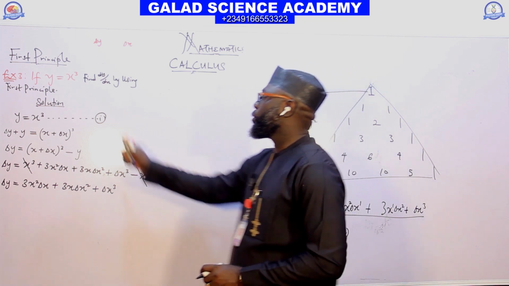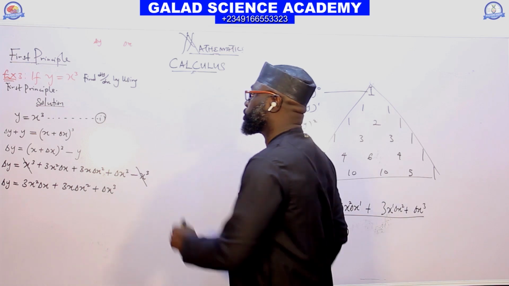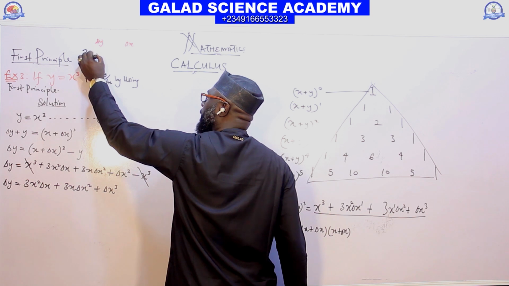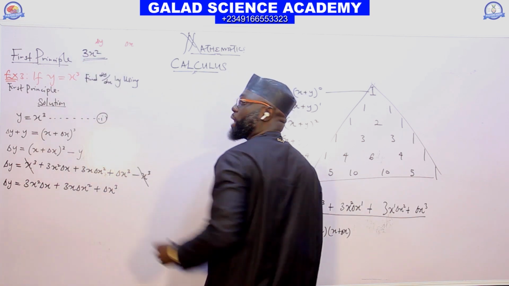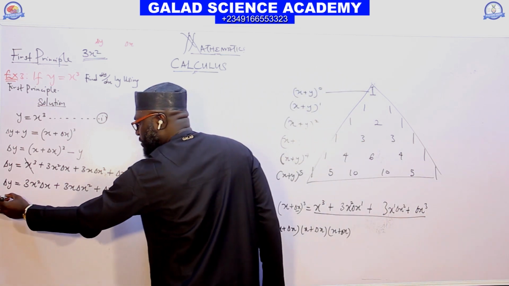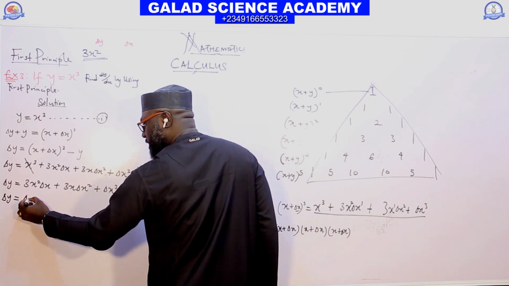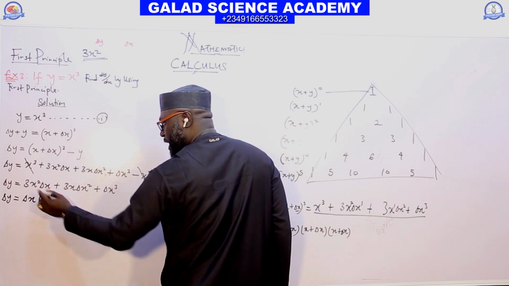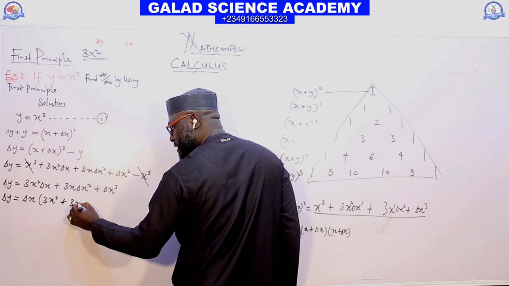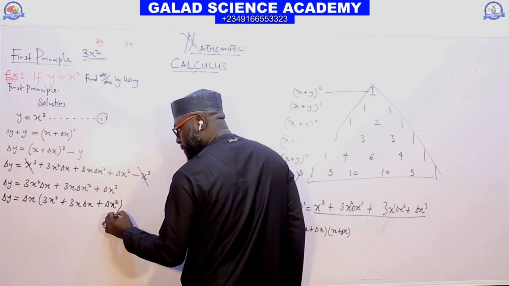Don't forget, we are looking for the derivative of y equal to x cube. By using the short method or general formula, this gives us 3x square. This will be our final answer by the general formula. So let us continue now. Here we have change in y. The common factor here is change in x. We are left with 3x square plus 3x change in x plus change in x square.